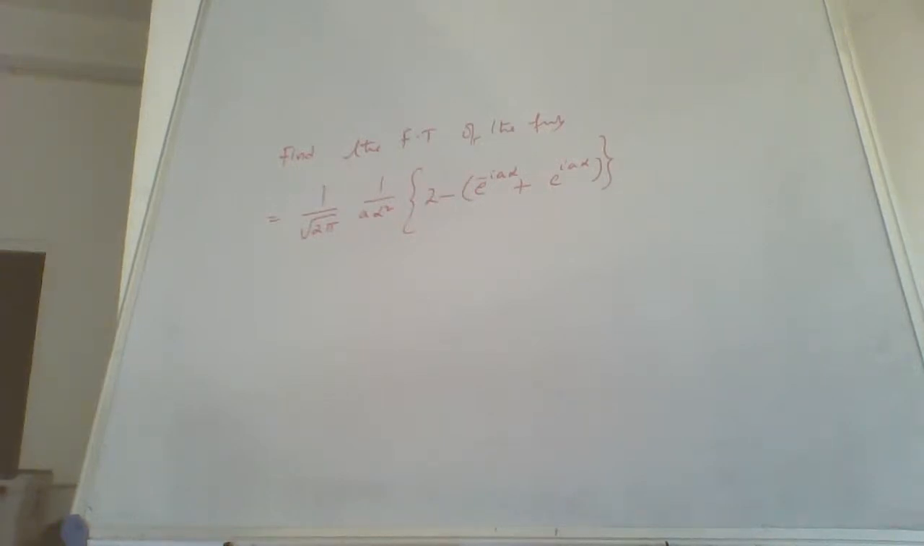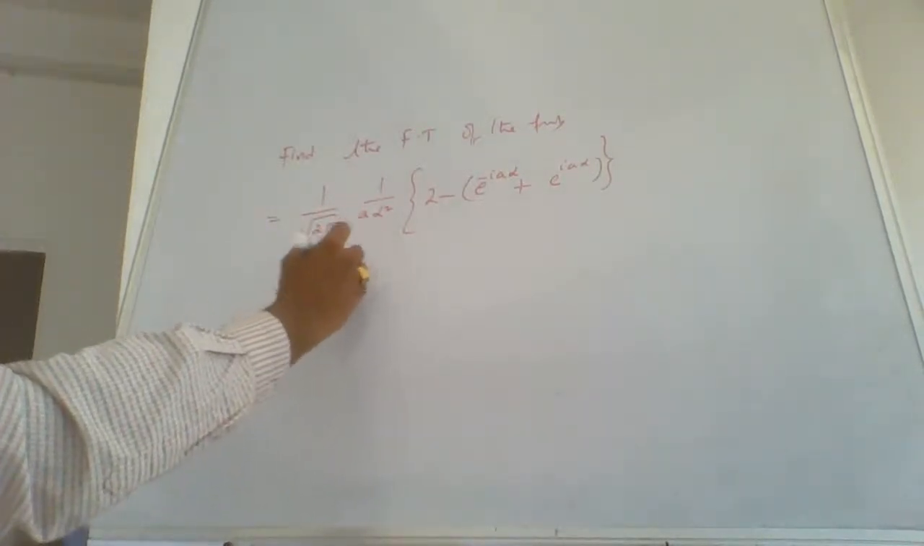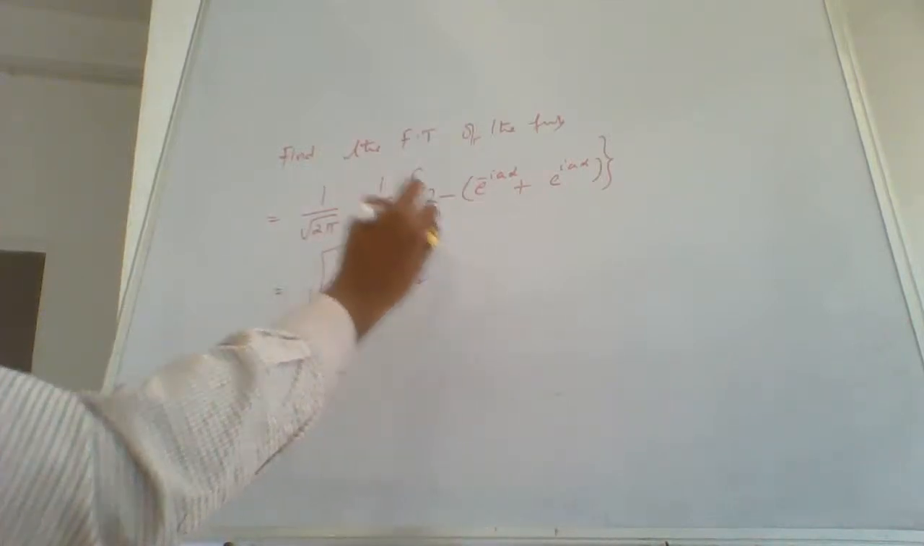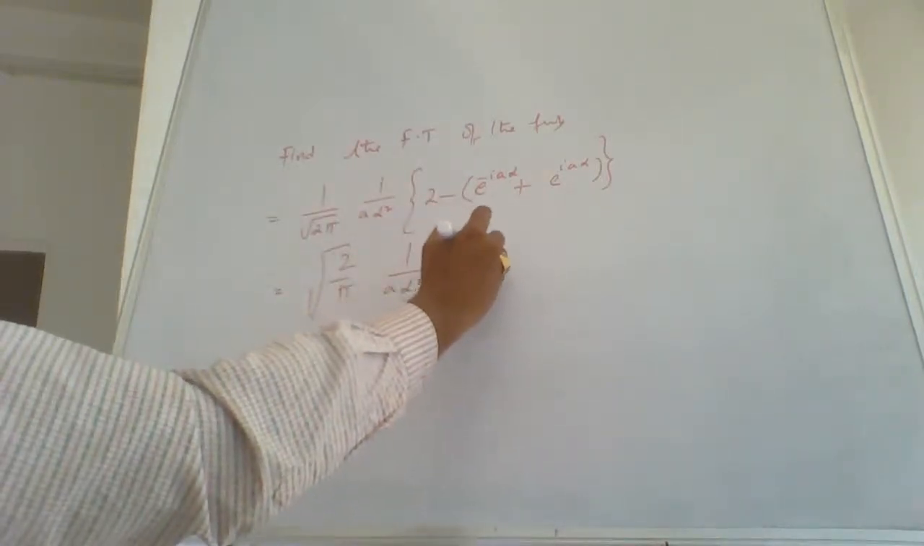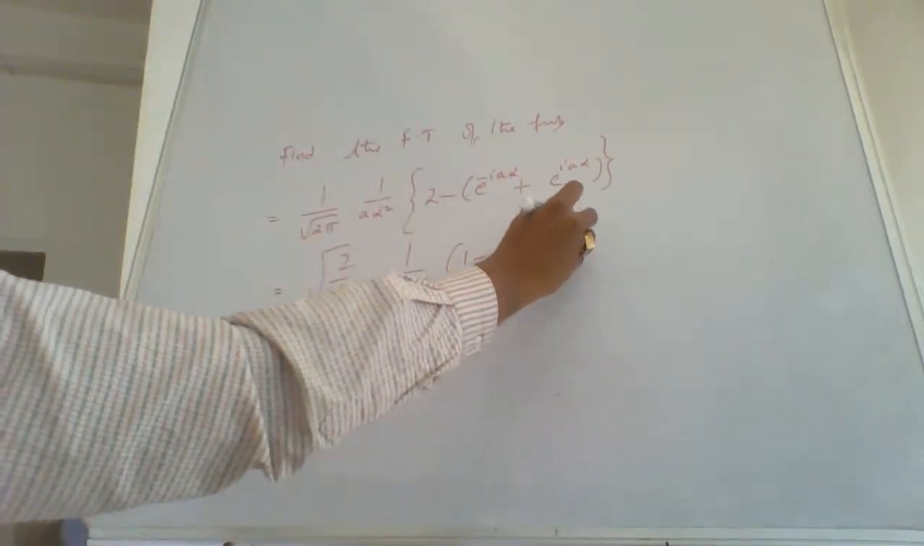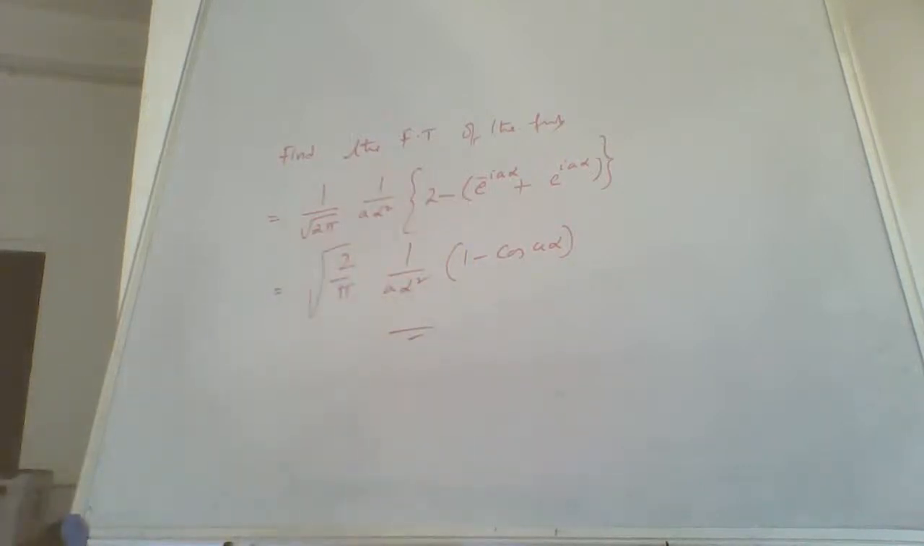Now further simplify. So this is square root of 2 by pi, 1 by a alpha square, and this is 1 minus cos a alpha. So I have put the formula for cos as e to the power of i, and simplifying cos i and alpha. So I get this result.